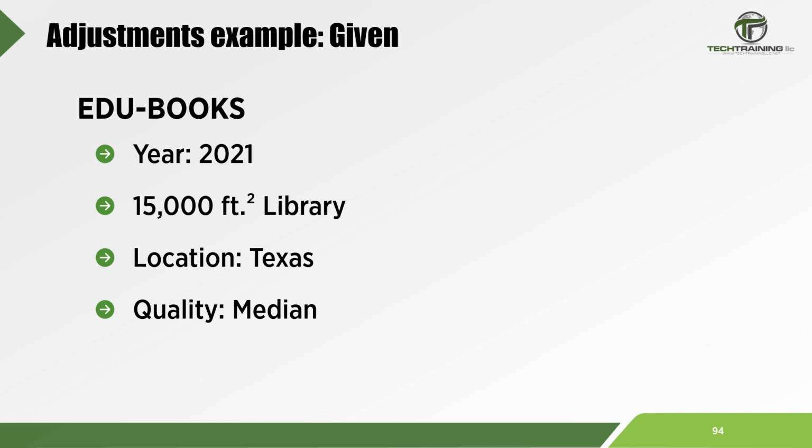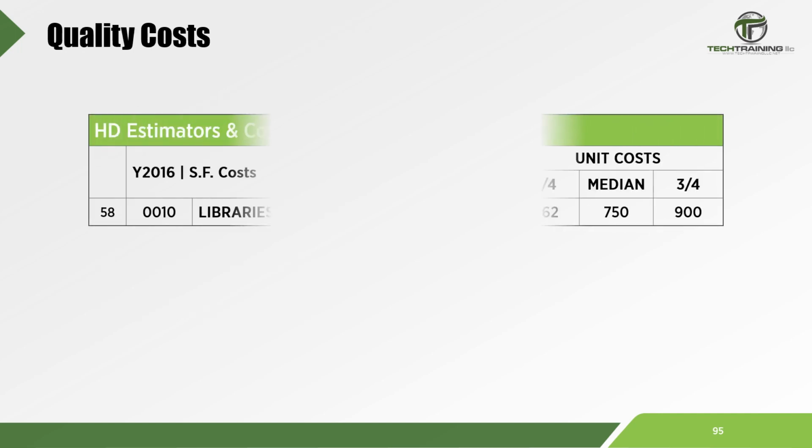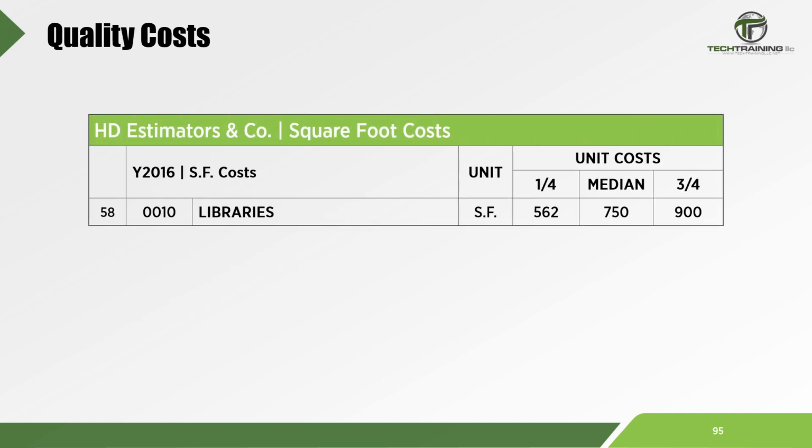Let's start by looking at quality and how price quality is determined. Here we see square foot costs for libraries. Costs such as these are also available for hotels, motels, nursing homes, etc. But for now, let's stick to our library. These costs are also based on average size, in this case 14,000 square feet. We can see at the top unit costs, and we see three separate categories: 1/4, median, and 3/4. These categories are adjusting the cost for quality.